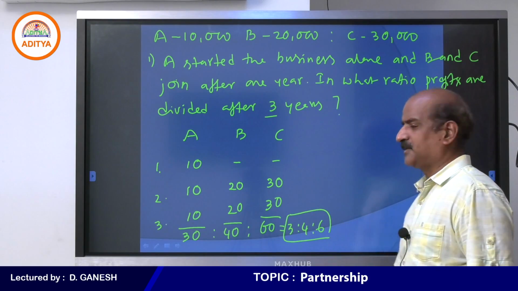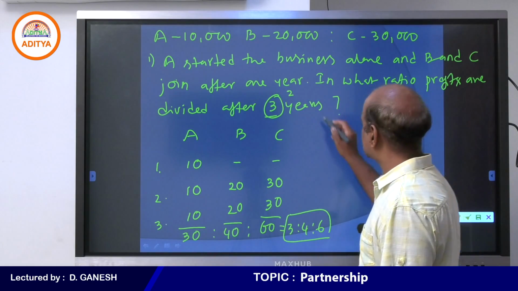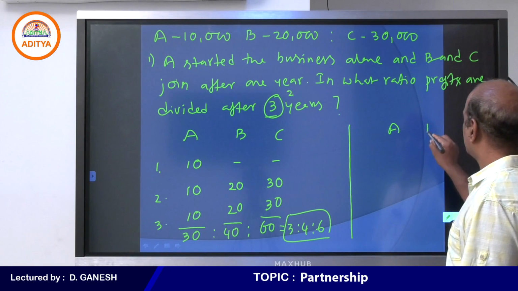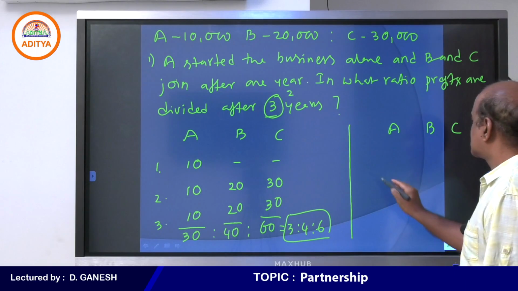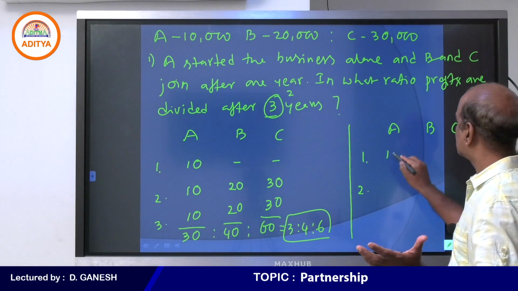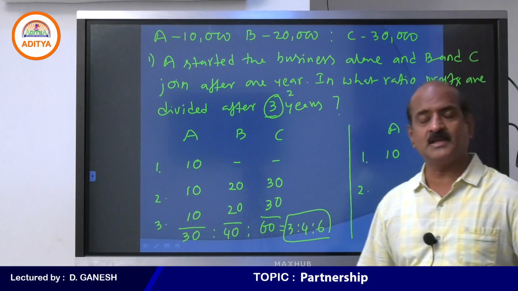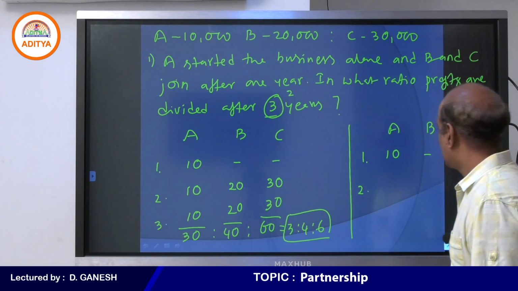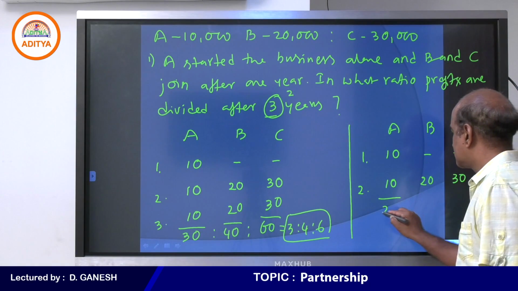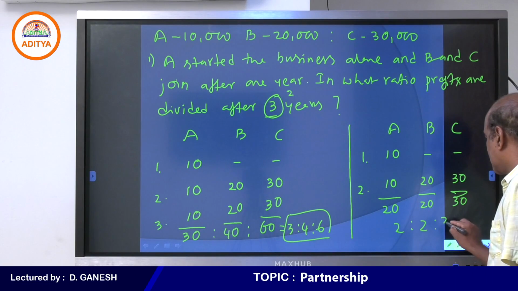Therefore, after 3 years, the profits may be distributed in the ratio 3:4:6. Student, in place of 3 years, if I have 2 years, what is going to be your answer for the same question? We will be considering first year and second year. In the first year A is 10,000. Of course B is not there, C is not there, because B and C join after 1 year. In the second year, A continues with 10,000, B 20,000, C of course 30.